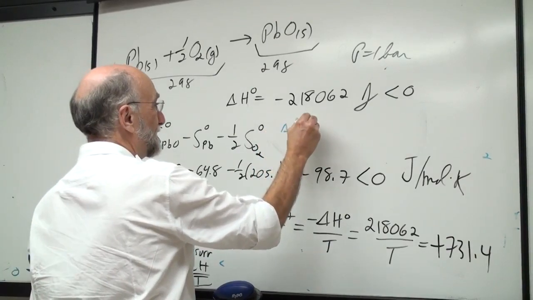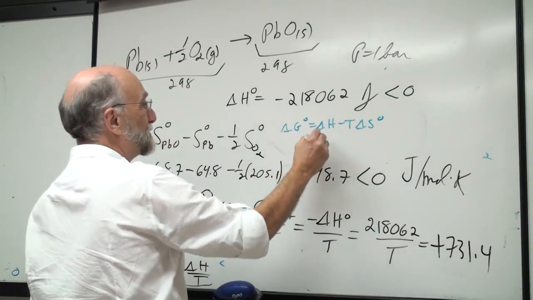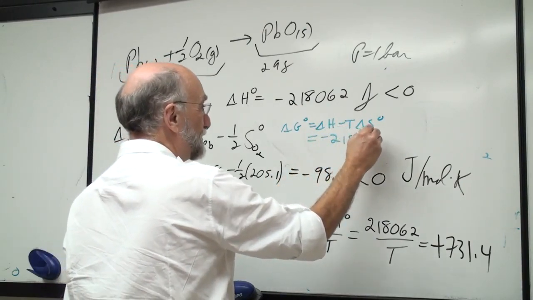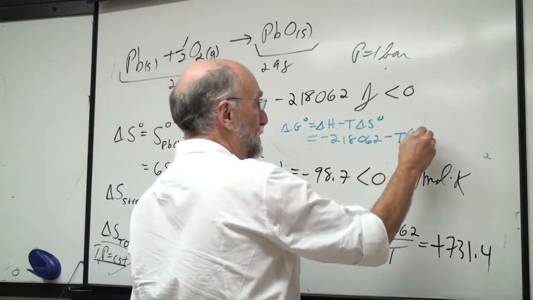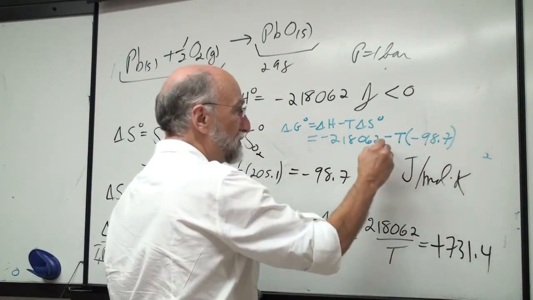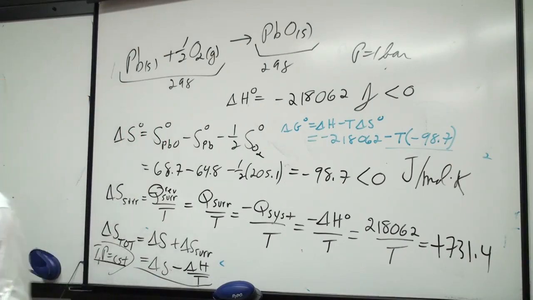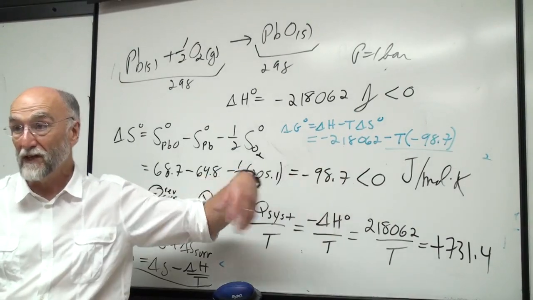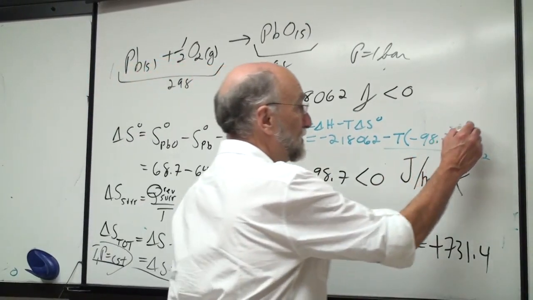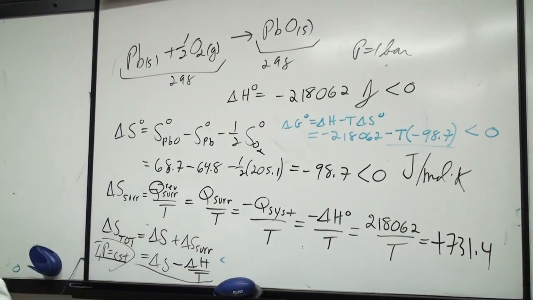Delta G is delta H minus T delta S. Delta H is minus 218.062, minus T times delta S, which is minus 98.7. So your entropy term is in fact positive, which mitigates against the reaction, but your enthalpy term is very, very negative, which mitigates in favor of the reaction. The delta G is negative, and so it's a spontaneous process. That's the way you normally do it.